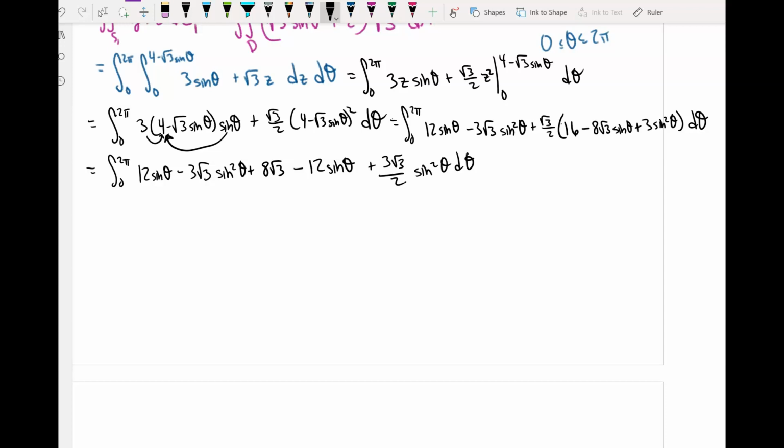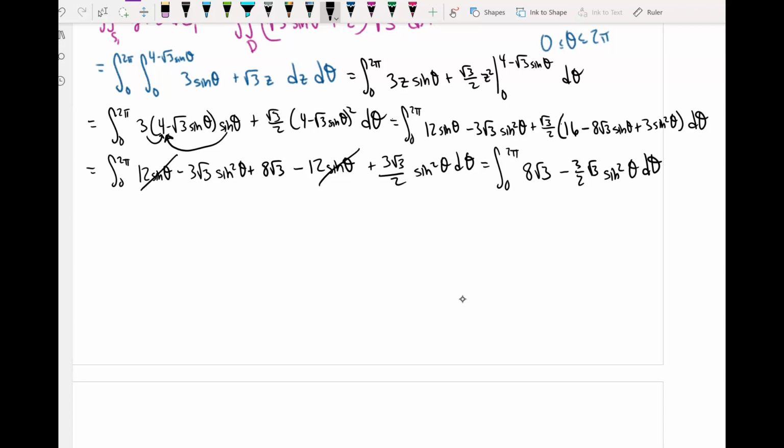Alright, so I do see a couple things canceling out. So I do see this guy canceling out. Okay, and then this guy, so I do have an 8 square root of 3 here. And then I'm going to have, what is this? So it's going to be minus 3 plus 3 halves. Negative 2 halves square root of 3. Okay, so negative 2 square root of 3 sine squared theta.